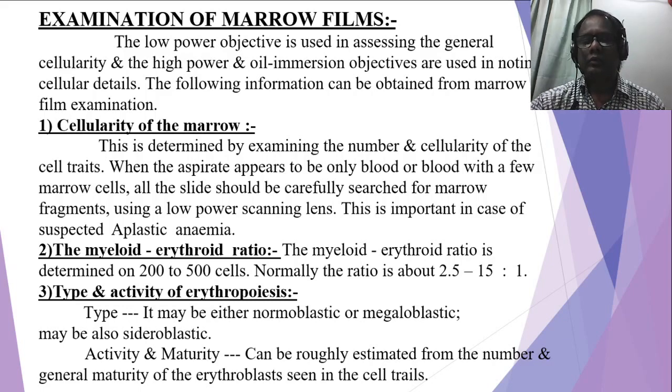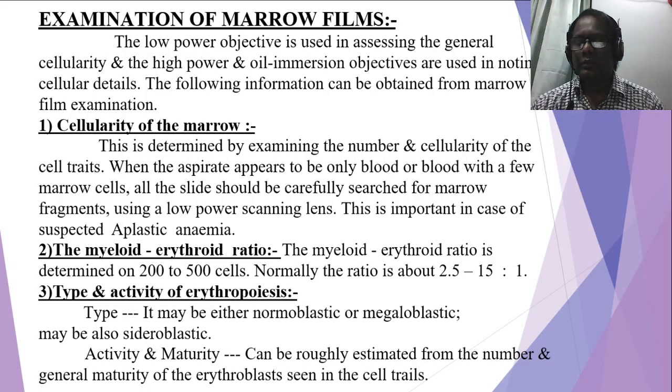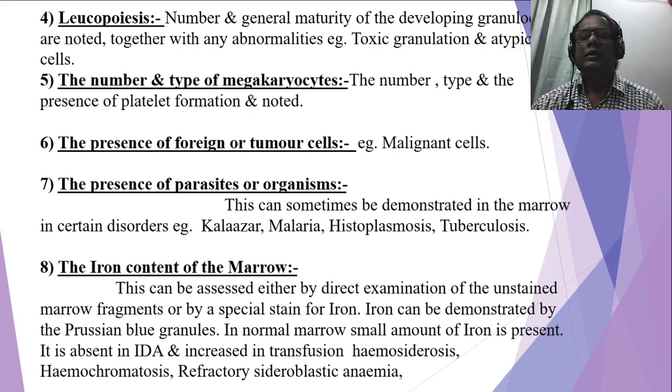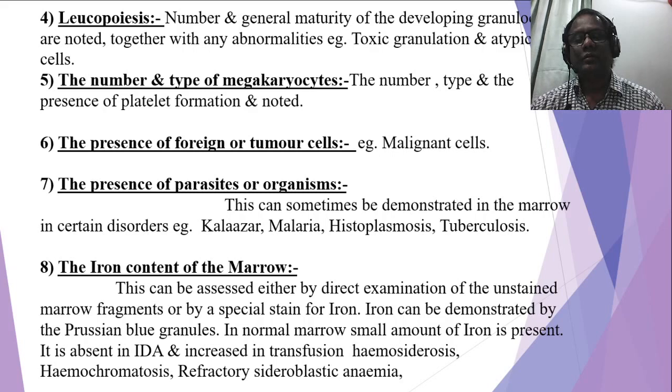Type and activity of erythropoiesis. Type may be either normoblastic or megaloblastic, may also be sideroblastic. Activity and maturity can be roughly estimated from the number and general maturity of erythroblasts seen in the cell trails. Leukopoiesis: number and general maturity of the developing granulocytes are noted together with any abnormality, toxic granulation, and atypical cells. Number and types of megakaryocytes, the number, types, and the presence of platelet formation are noted. The presence of foreign or tumor cells, malignant cells.